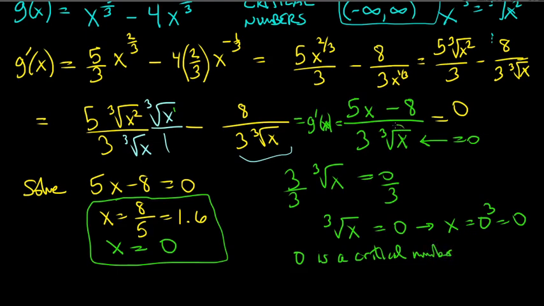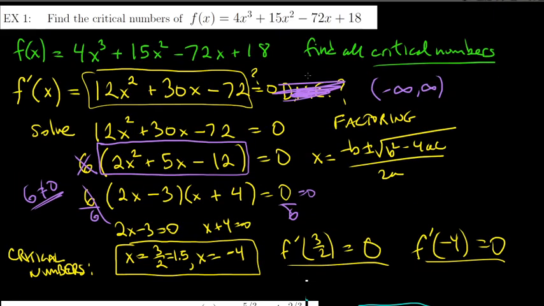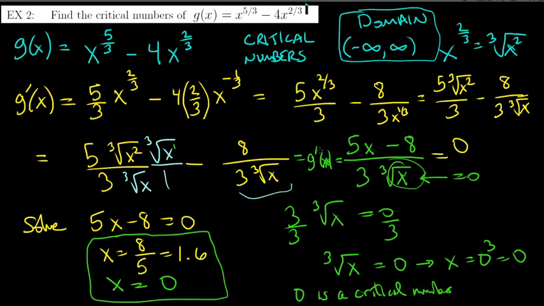If you plug in 0, that makes the denominator 0, and it makes the numerator negative 8, right? So it's not indeterminate. It's just undefined at 0. So we get a critical number because the derivative fails to exist. That did not happen in the first example. All the critical numbers came from where the derivative equals 0. But in this example, we actually get a critical number because the derivative fails to exist. It doesn't happen often, but you've got to check that, right?